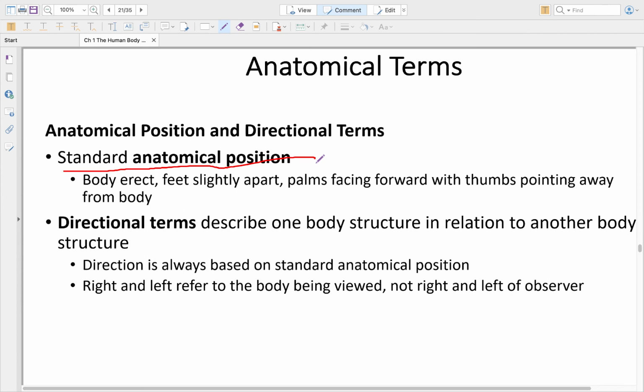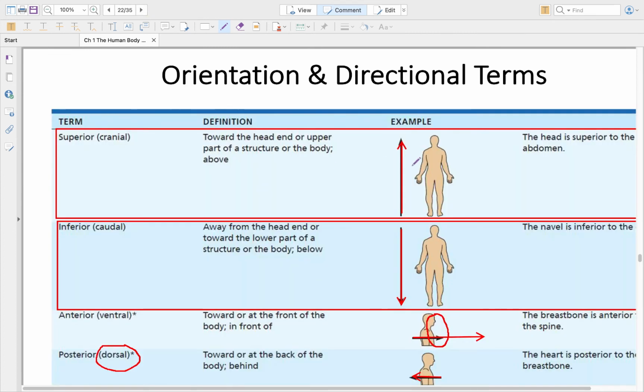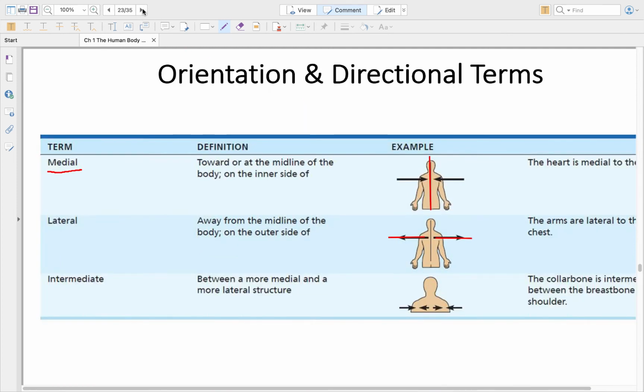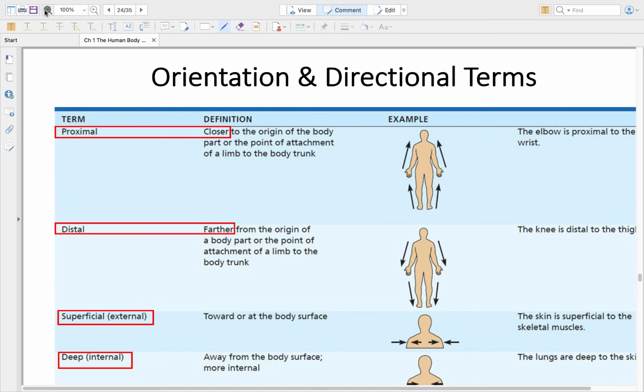This anatomical position is a must know, because when we start learning the bones and different areas of the body, it's always going to be based on the standard anatomical position. Keep that in mind. We are obviously looking at him from behind because his thumbs are sticking out. Very good. Let's move on.